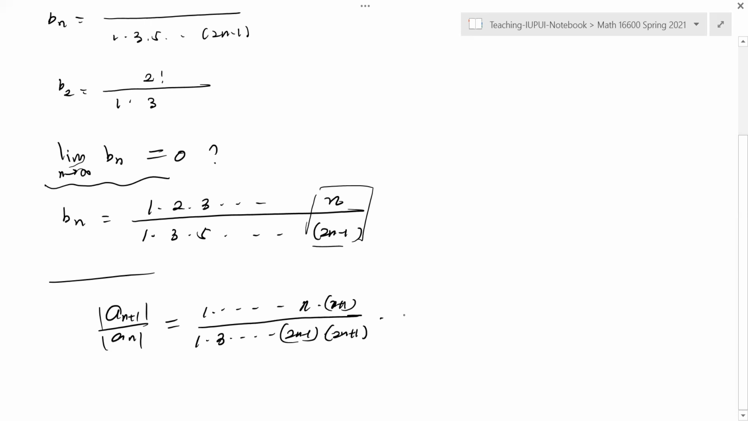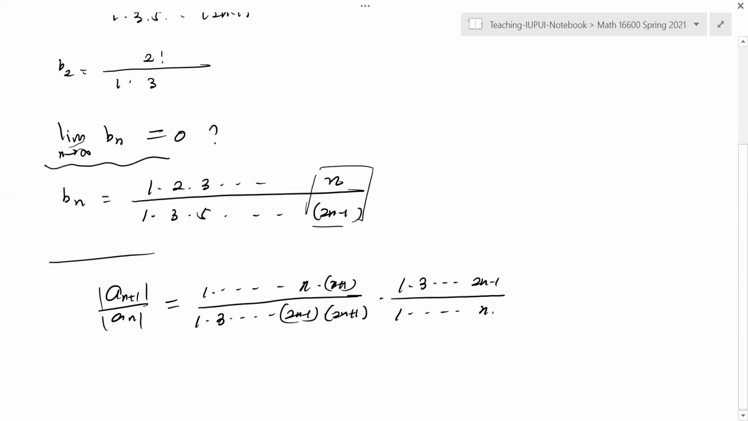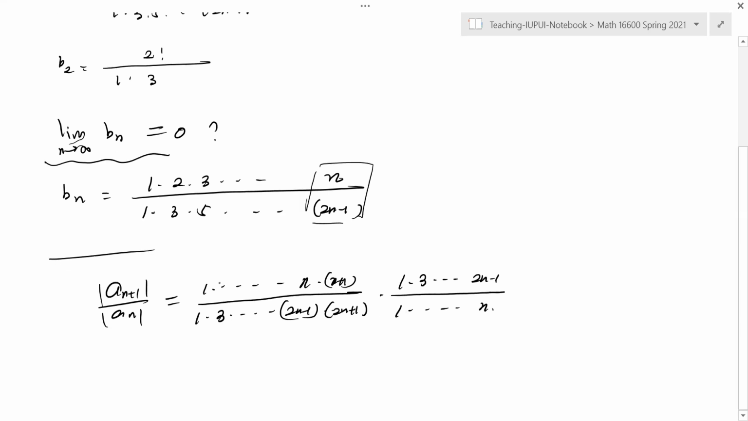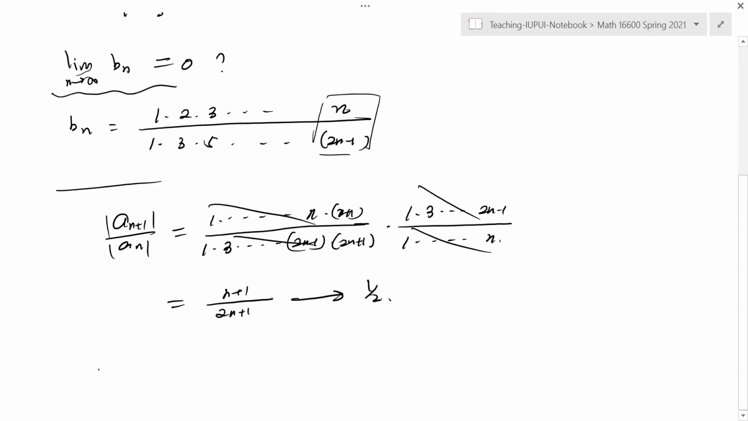Now the denominator is going to be upside down: 1 times 3 all the way to 2n minus 1, and this is going to be 1 times 2 all the way to n. And then you will see that you can cancel them. What is left is n plus 1 over 2n plus 1, and the limit is 1/2. So this is going to be L, and L is going to be 1/2, which is less than 1.